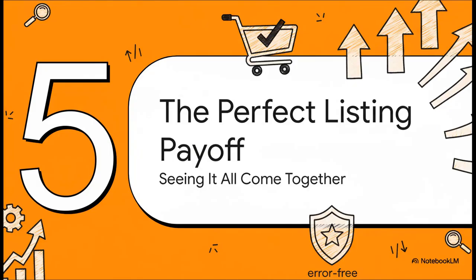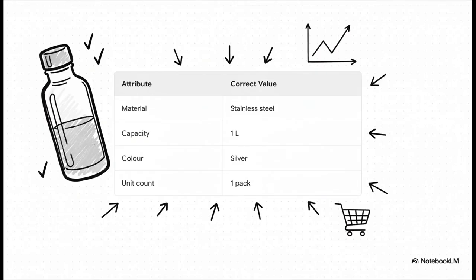So after all that, what does success actually look like? Let's see how applying all these rules creates a perfect, error-free listing and, more importantly, why it matters so much. This right here is your victory screen. Just look at this example for a water bottle. Every single value is correct, it's concise, and it's chosen from the valid options. The material is stainless steel, not premium metal. The unit count is complete, 1 pack. This is clean data, and it's exactly what Amazon's system loves to see.